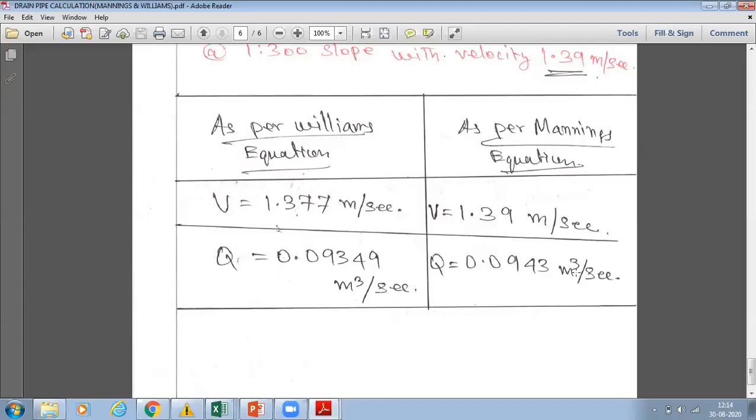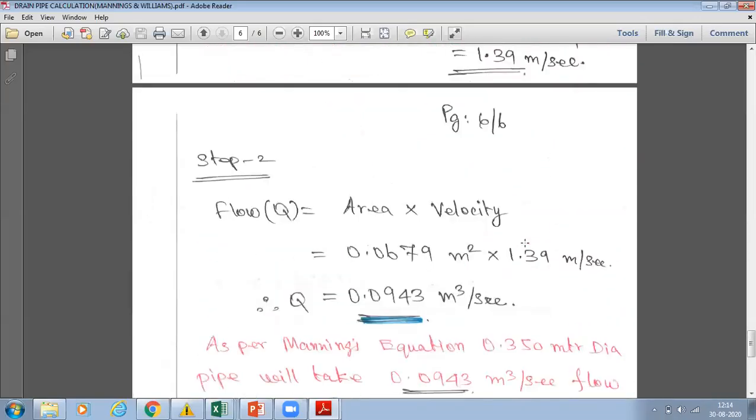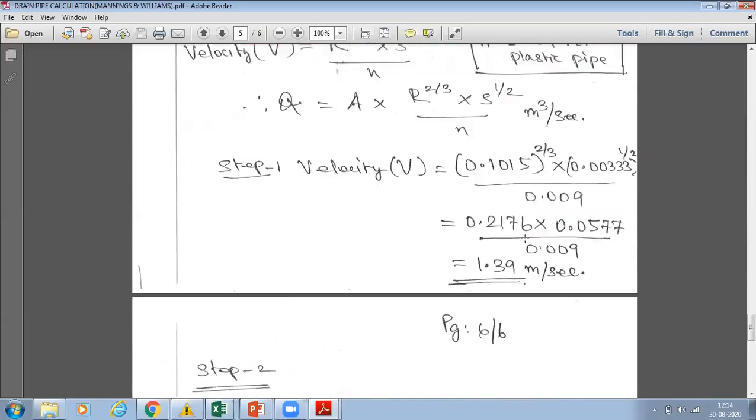If you use Manning's equation, Q equal to 0.04943 you will get. This is also only a small variation, some 5% only. So both you can use, no problem. So this is the calculation method of pipe size.